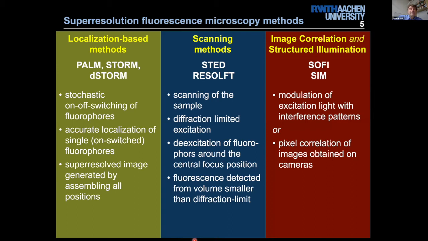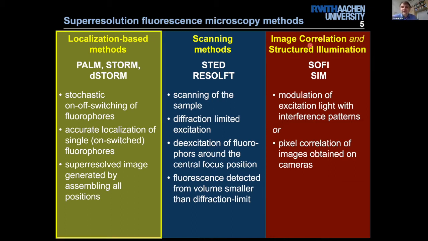Now, if you ask different people, you might see different distinctions of all these super resolution methods. I normally like to categorize them in three columns. One is the localization-based methods, then the scanning methods, and then the structured illumination. Also in this column, for me, is the image correlation, which I will come back to in the end. However, most of this talk and also of our research is based on the localization-based methods. The typical synonyms for them are PALM, STORM, dSTORM, and so on.